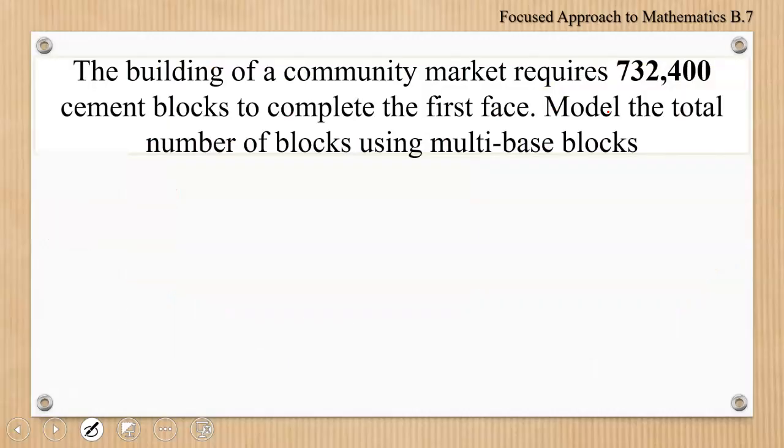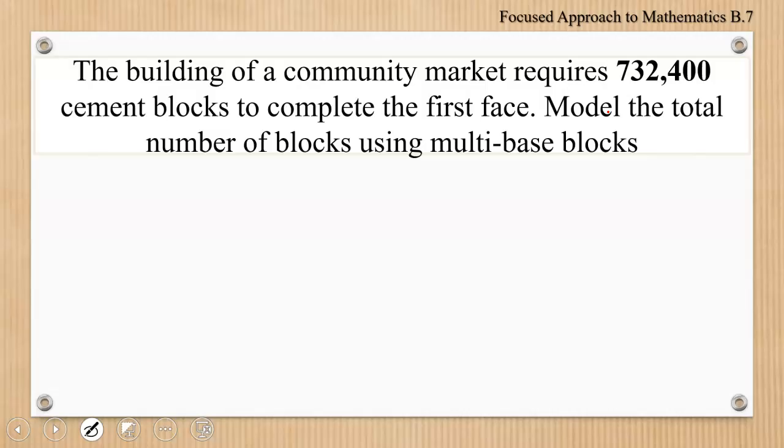Now let's use it to answer this question. The building of a community market requires 732,400 cement blocks to complete the first phase. Model the total number of blocks using multi-base blocks.